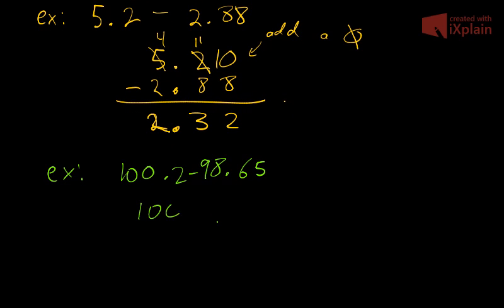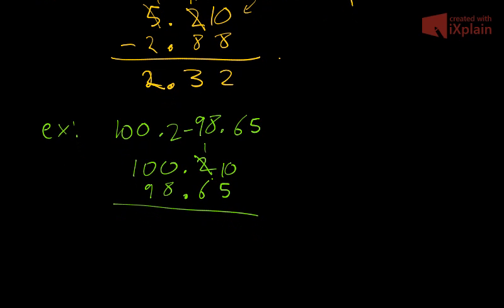So if I have 100.2 on top, I gotta line up my decimal to get my 98.65 there. I'm going to want to borrow 1 from the 2, get 10. 10 minus 5 is 5. This is going to be obnoxious, so this is going to come over. And eventually I'll be able to borrow 1 from this 10 to get an 11 there. 11 minus 6 is 5. And 9 minus 8 is 1. So I should end up getting 1.55. Just like that, I am good to go.